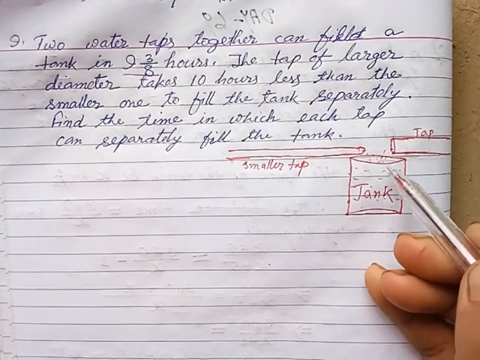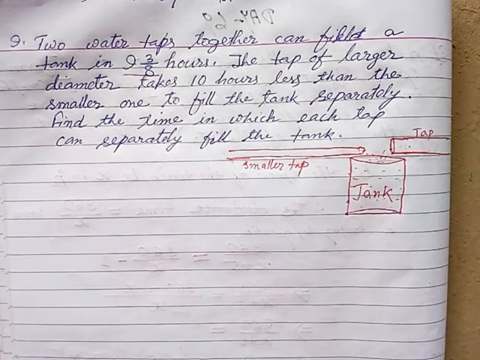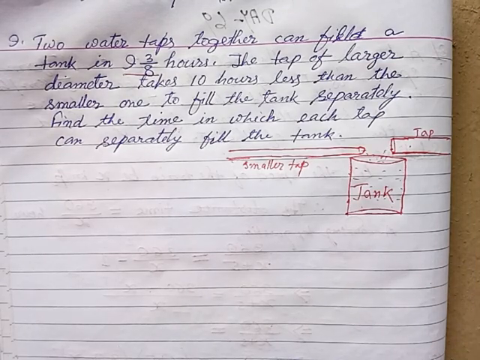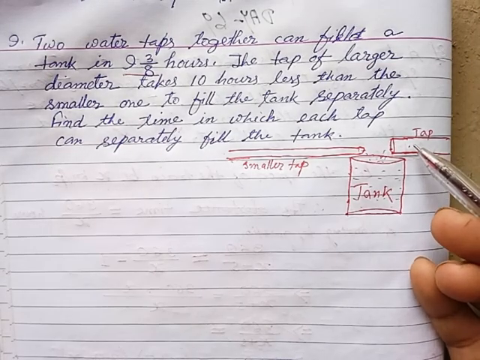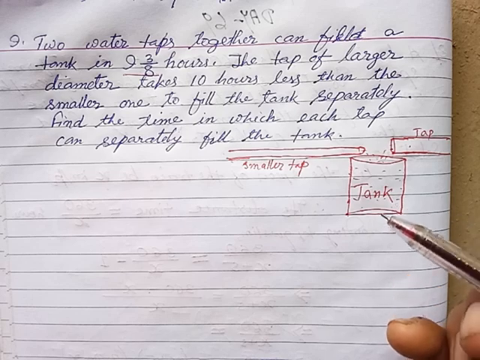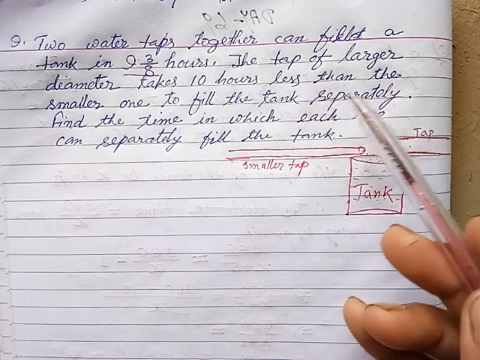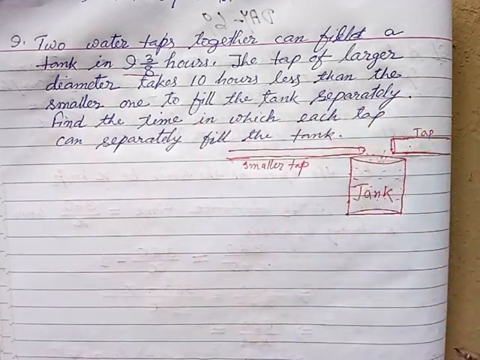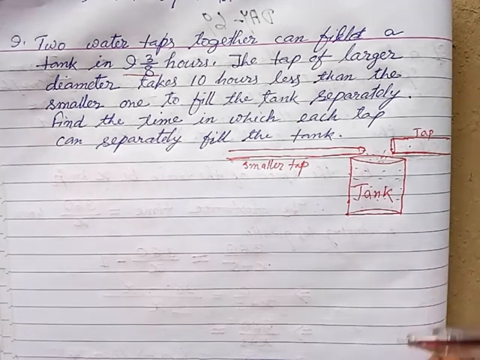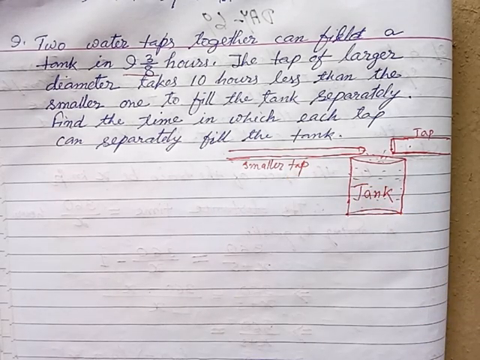So I have drawn here a tank, this is the smaller diameter tap, and this is the larger diameter tap. Together they can fill it in 9 3/8 hours. If they fill separately, the larger diameter tap will take fewer hours. How much less? The tap of larger diameter takes 10 hours less than the smaller one to fill the tank separately.